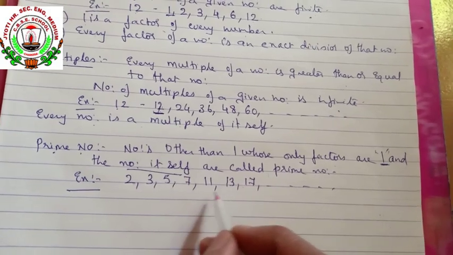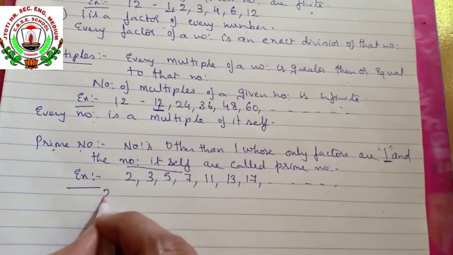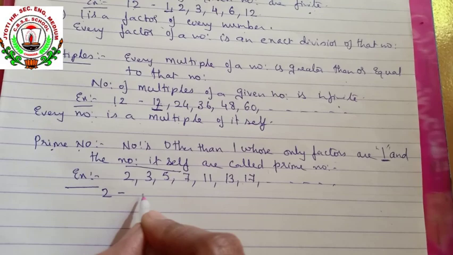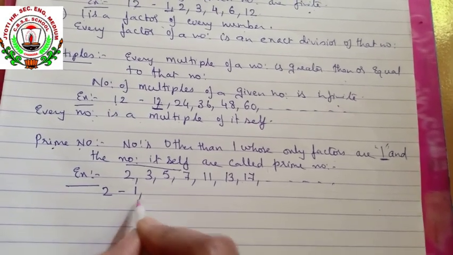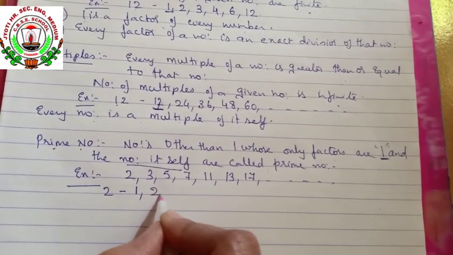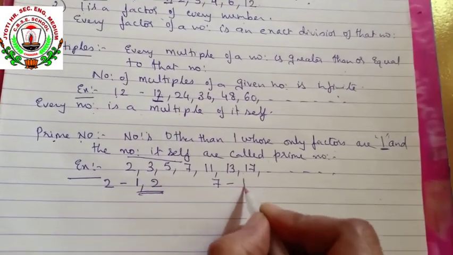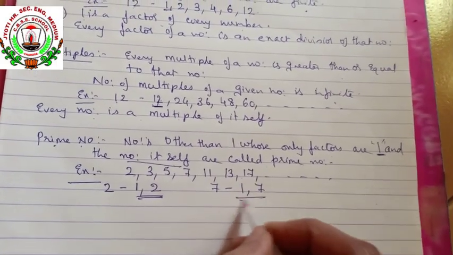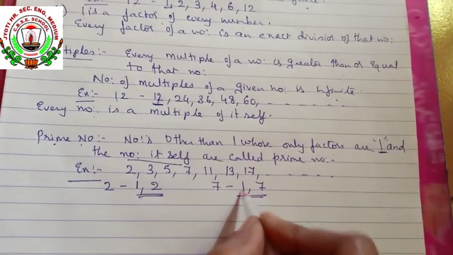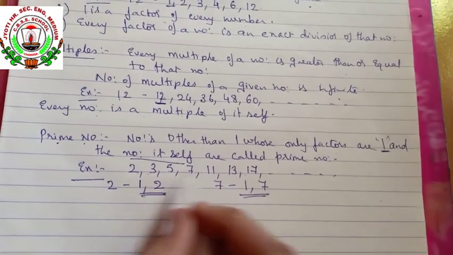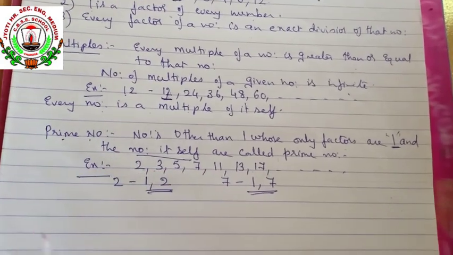When I write the factors of 2, it has 1 and the number itself, only 2 factors. If I write the factors of 7, 1 and 7, only 2: either 1 or the number itself. These types of numbers are called prime numbers.